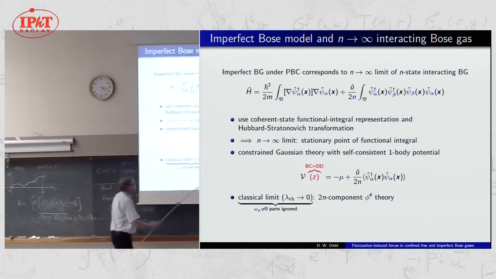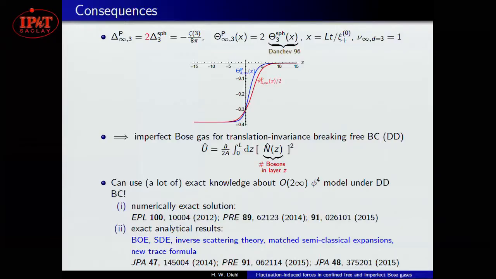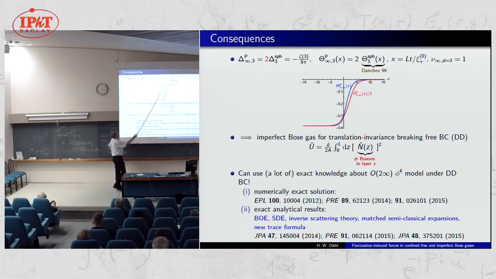Now, let me show you first what one gets in the case of periodic boundary conditions. So in the case of periodic boundary conditions, the scaling function for the classical spherical model, the mean spherical model, was computed by Danchev.